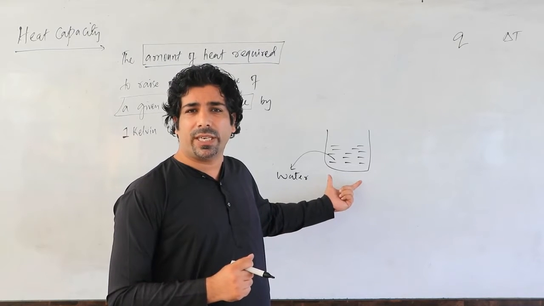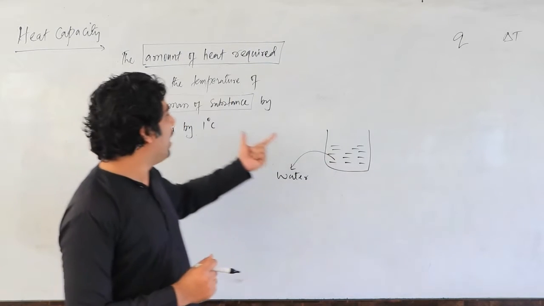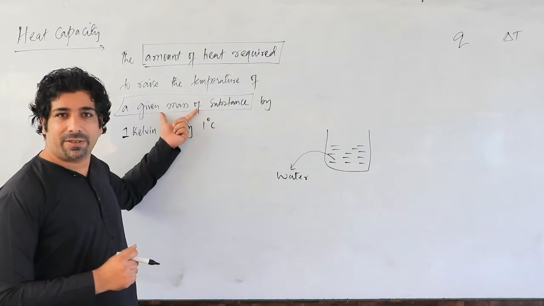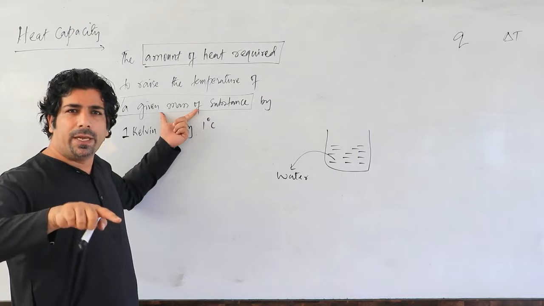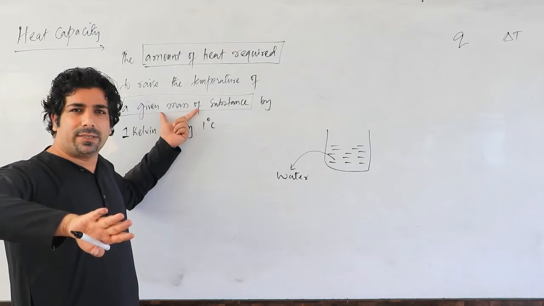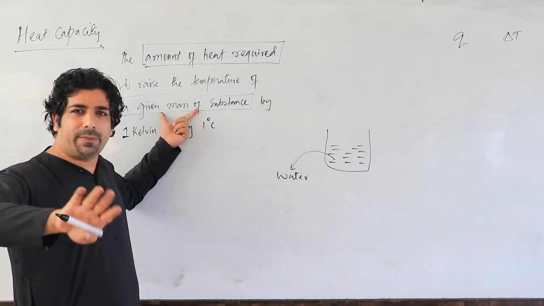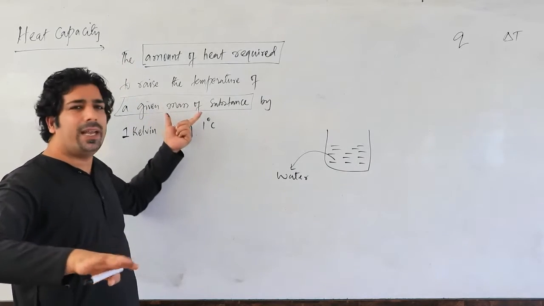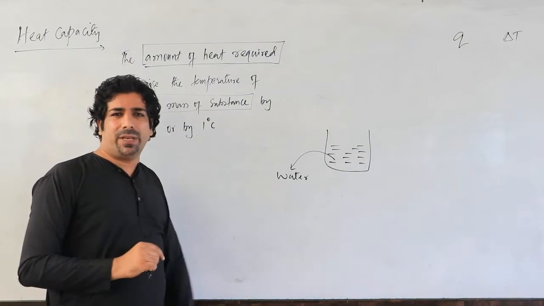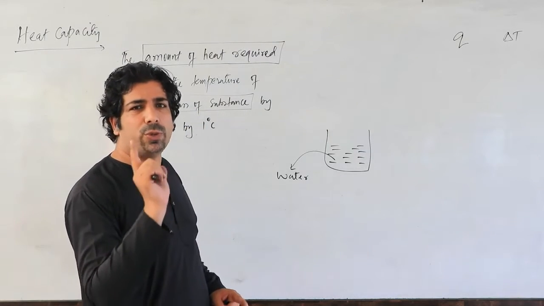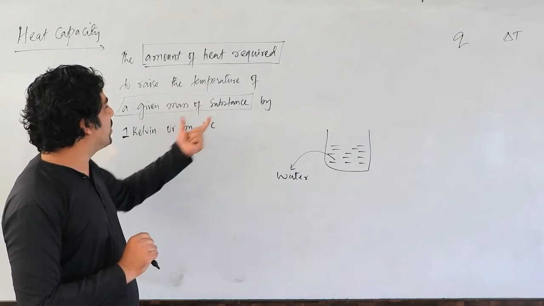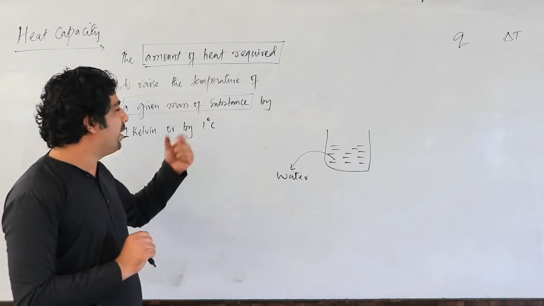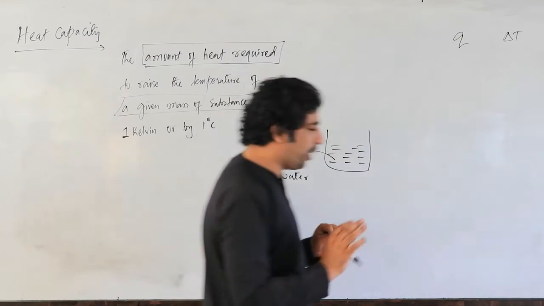We may have 20 grams of water. So this mass is not specific here. Try to understand. They can give you any amount of mass when you are doing the experiment based on heat capacity, and you have to only do one thing. You have to raise the temperature of a given mass of substance by 1 Kelvin or by 1 degree Celsius. That much only you have to do.